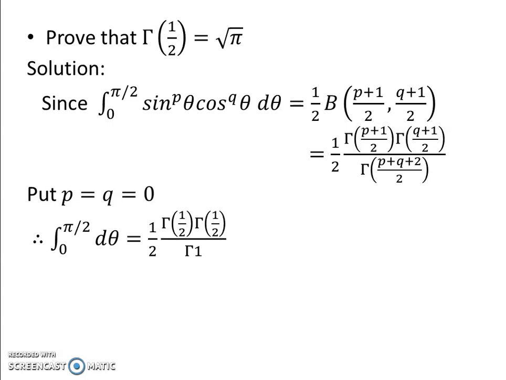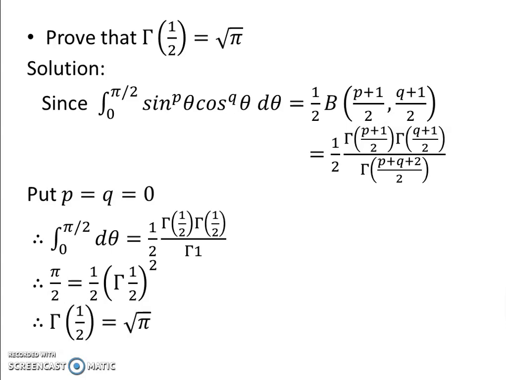If you solve the left hand side integration, it will give you theta from 0 to pi by 2, that is nothing but pi by 2, and in the right hand side we get half gamma half square. So 1 by 2 gets cancelled, and we get gamma half square equals pi. Taking root on both sides, we get the required proof, that is gamma half equals root pi. I hope you get this proof easily with the help of the relation between beta and gamma functions, as well as the relation of integration 0 to pi by 2 sin raised to p theta cos raised to q theta d theta equals half beta of p plus 1 by 2, q plus 1 by 2.